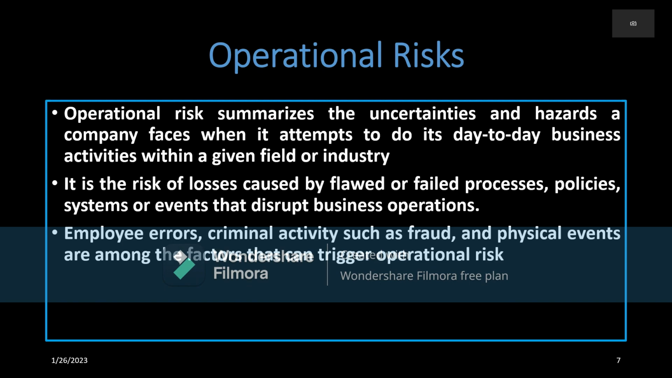Operational risk summarizes the uncertainties and hazards a company faces when it attempts to do its day-to-day business activities within a given field or industry. It is the risk of losses caused by flawed or failed processes, policies, systems, or events that disrupt business operations. Employee errors, criminal activity such as fraud, and physical events are among the factors that can trigger operational risk. The process to manage operational risk is known as operational risk management.